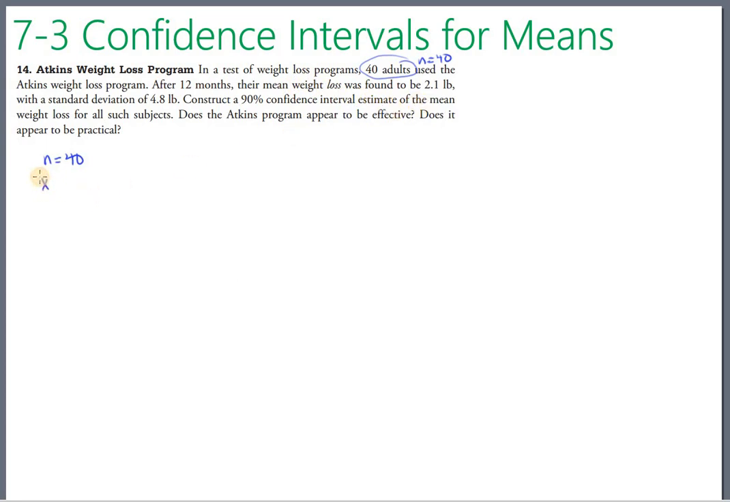So there's a mean, or an average, of 2.1, and standard deviation of 4.8. Construct a 90% confidence interval. Well, that's a number I need too. So I need 90% confidence interval for the mean weight loss for all such subjects. Does it seem to work? Is that practical? Okay, let's get the confidence interval first, and then we'll answer the follow-up questions.